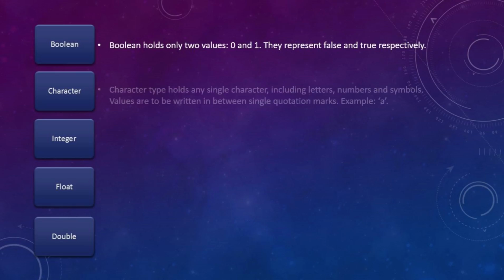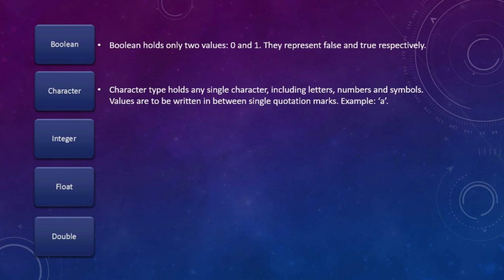And coming to the character, it holds any single character, including letters of the alphabet, numbers 0 to 9, and symbols, whatever symbol you may have on your keyboard. And values are to be written in between single quotation marks. Example, A. If I say A, it is to be written in between single quotation marks.